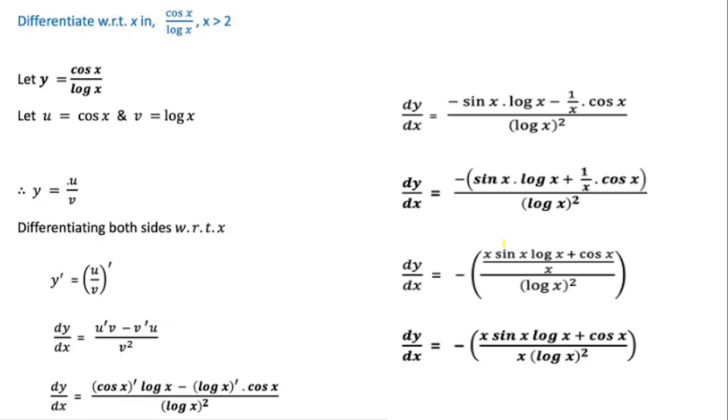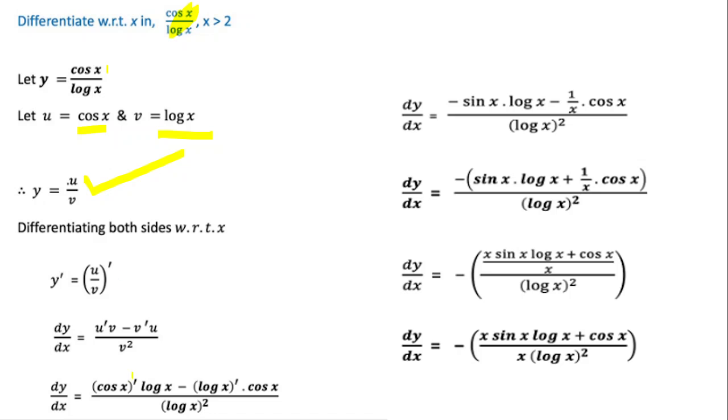Okay. Now, you can see this. We need to differentiate cos x by log x. Here, which rule should we use? We should use the quotient rule, because both are different functions, cos and log. So one we need to take as u and one as v.